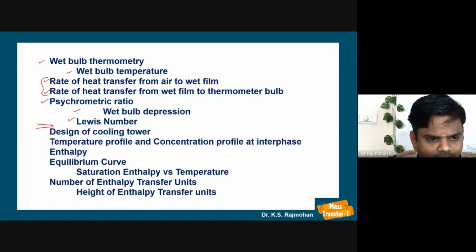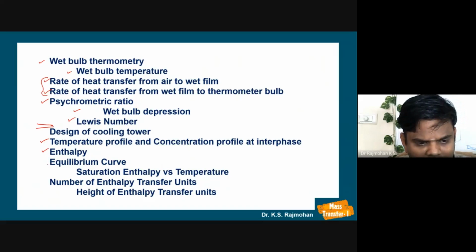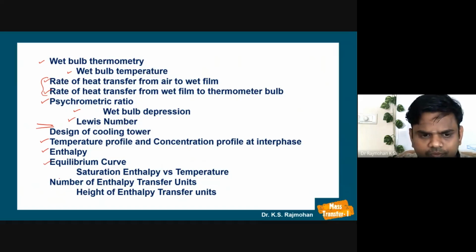For the design of cooling towers, we will start with the temperature profile and concentration profile at the interface. Then we will look at the enthalpy concentration curve, that is, the saturated enthalpy versus temperature curve, which is called the equilibrium curve. Then we will derive an expression so that we express the height of the packed bed as a function of number of enthalpy transfer units and height of enthalpy transfer units in the next lecture.